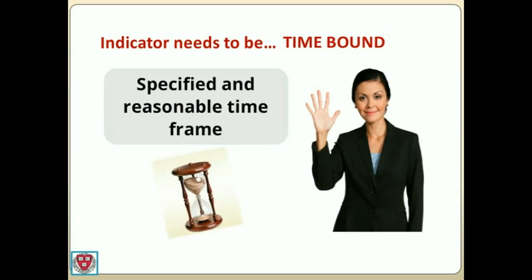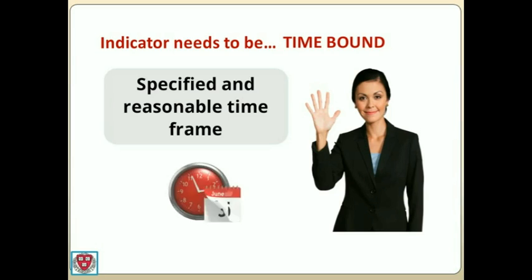The time frame should consider the environment in which the change must be achieved, the scope of the change expected, and how it fits into the overall work plan. An example, an indicator might be, by December 2010, the program will achieve the following goals.